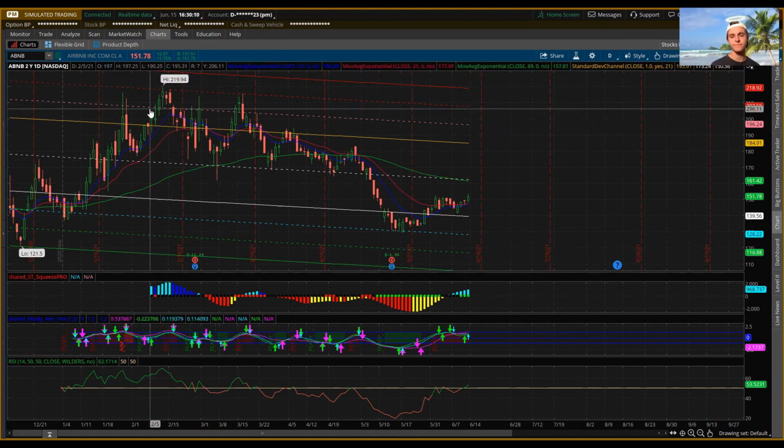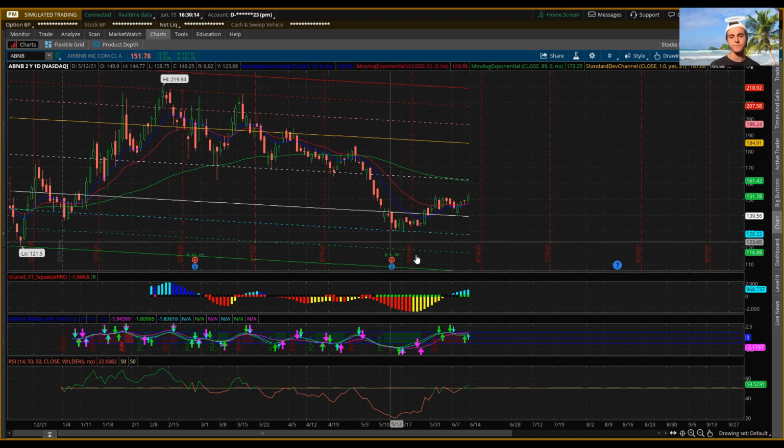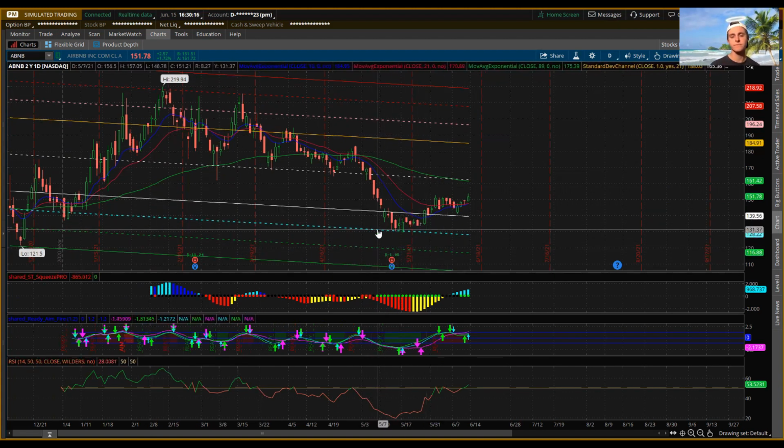So what Logan and I were looking for is when we got back into our buy zones, which for us is around this dotted blue line or dotted green line. That's why we started picking up some long calls on this, some leaps, some very long dated calls, and then sold premium to bring our costs down.